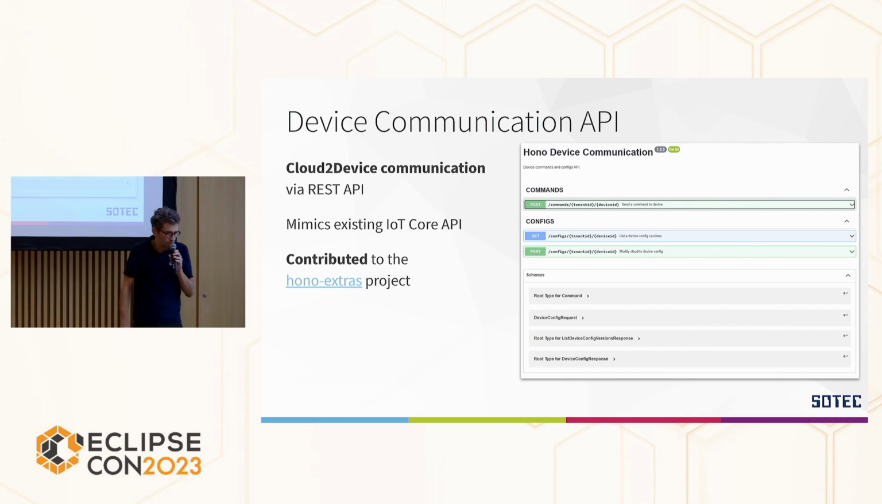Maybe just highlight two of these items. One is the device communication API that you see here, and it mimics the existing IoT Core API. So if some of you know that, it's very, very similar, and it's contributed to the Hono Extras project, so it's not inside the core. You can install it, but you don't have to.